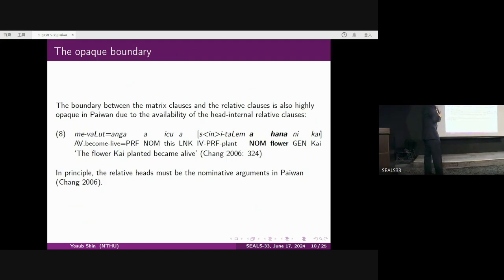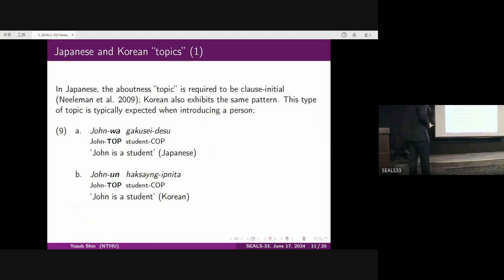And also, the fact that in principle the relative heads must be the nominative arguments in Paiwan and also in many other Austronesian languages supports our idea about the relation between the nominative case and the relative phrase. And even though they are not actually Austronesian languages, we can also see quite similar patterns in Japanese and Korean.